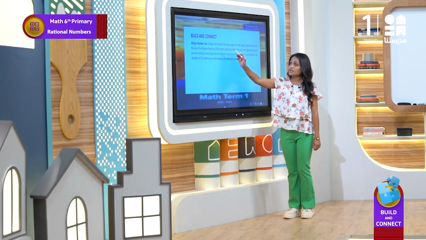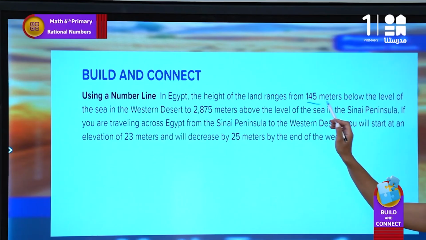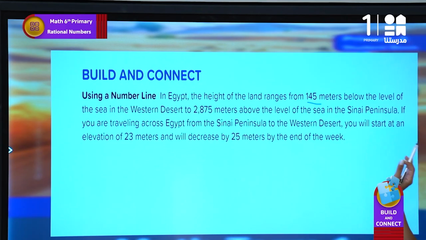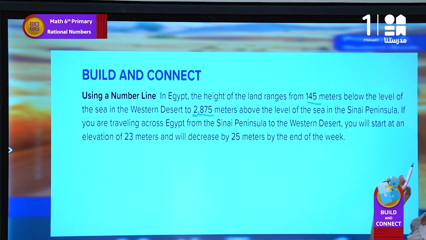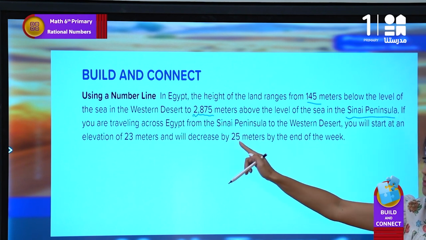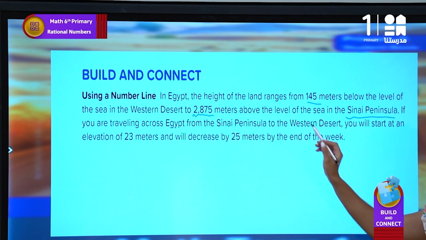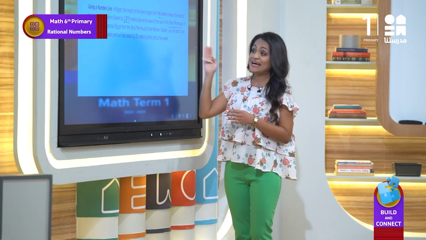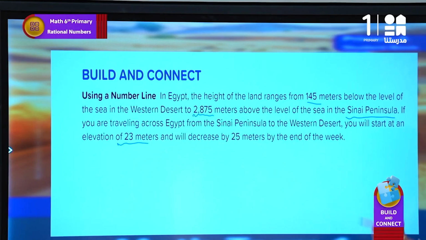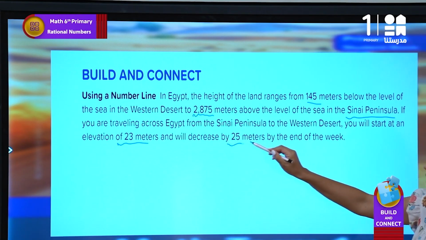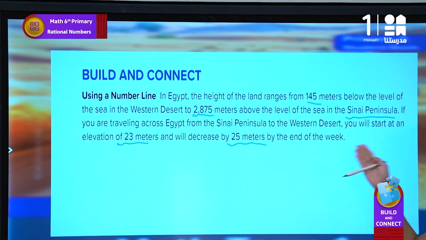In Egypt, the height of the land ranges from 145 meters below the level of the sea in the Western Desert to 2,875 meters above the level of the sea in Sinai Peninsula. If you are traveling across Egypt from the Sinai Peninsula to the Western Desert, you will start at an elevation of 23 meters and will decrease by 25 meters by the end of the week.